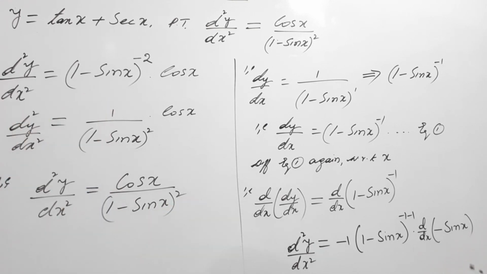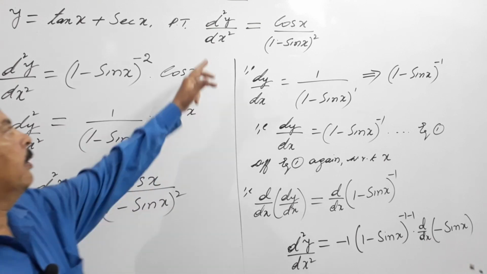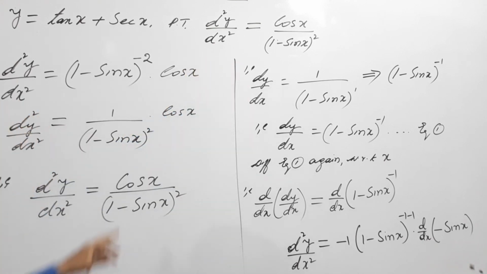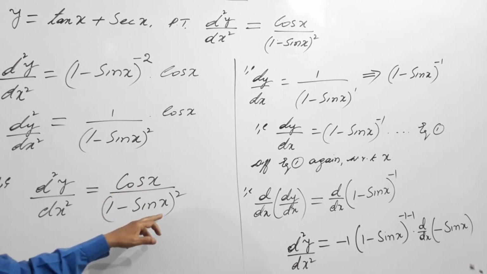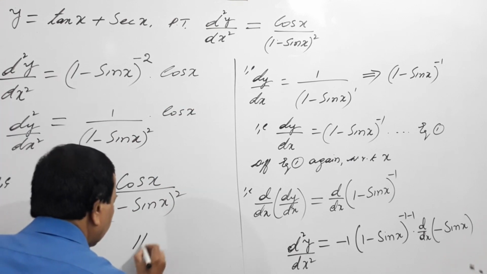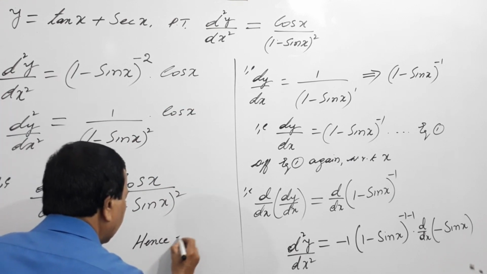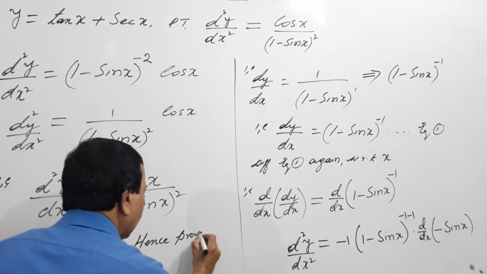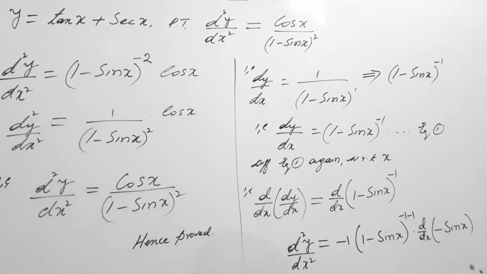What do you want? You want to prove d square y by dx square equals cos x by 1 minus sin x the whole square. So we got d square y by dx square equals cos x by 1 minus sin x the whole square. So hence proved.